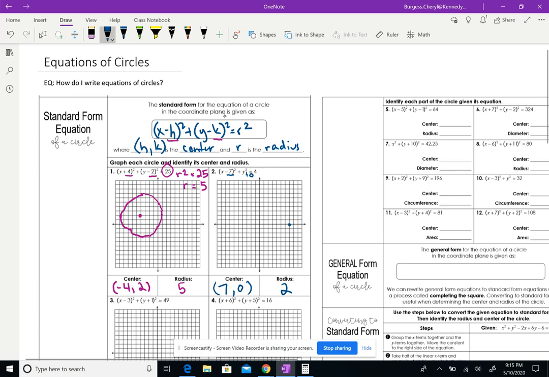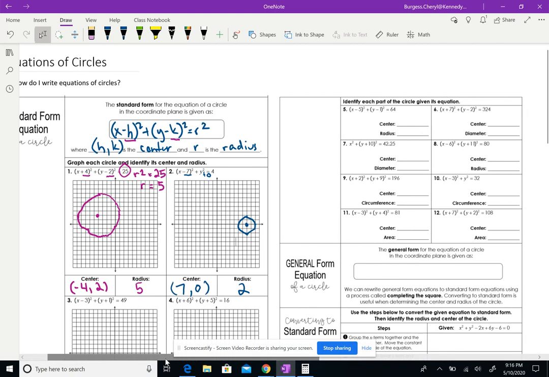(7, 0) is here. Our radius is 2. So I'll draw on my dots to where my circle should be and draw the circle. Okay, so you guys can do number 3 and 4. And for now, we are going to move on.